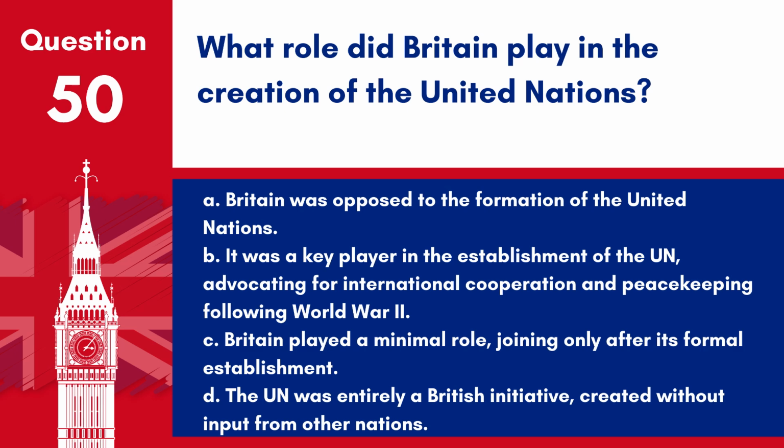Question 50. What role did Britain play in the creation of the United Nations? A. Britain was opposed to the formation of the United Nations. B. It was a key player in the establishment of the UN, advocating for international cooperation and peacekeeping following World War II. C. Britain played a minimal role, joining only after its formal establishment. D. The UN was entirely a British initiative, created without input from other nations.